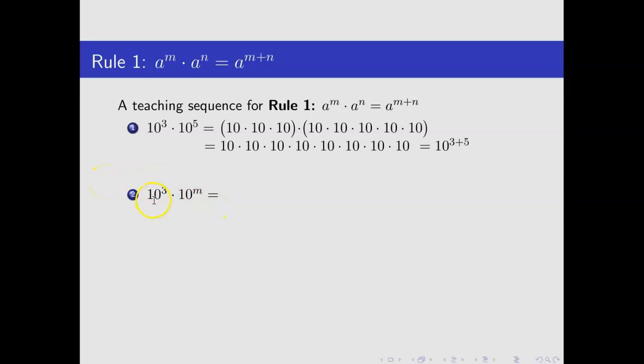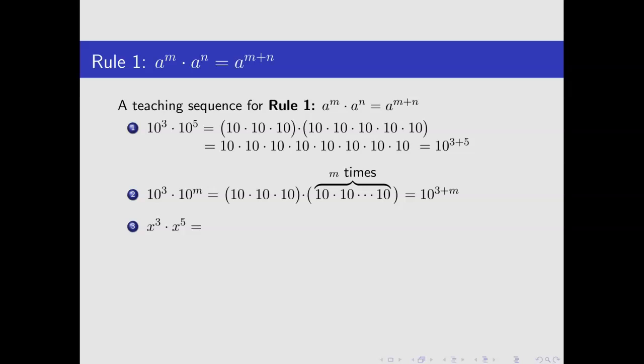All right, next, we're going to increase our abstraction just a little. We're working with 10 to the third still, but now 10 to the m. So we're going to have 10 times 10 times 10. That's from 10 to the third. And then we have 10 times 10 times 10, however many m times actually is. So when we put all of those together and count the number of tens we have, we're going to have 10 to the 3 from our 3 here, plus m from the m tens we get here.